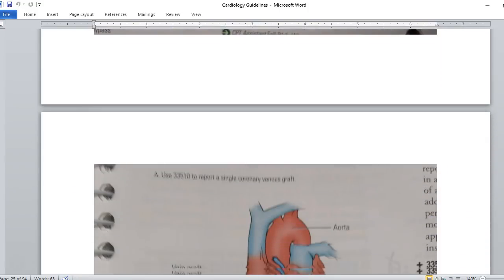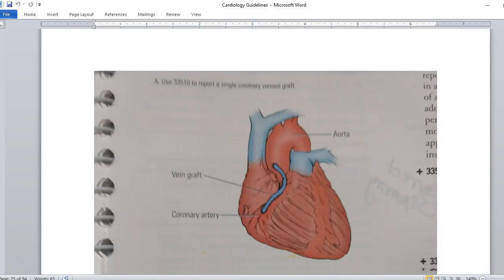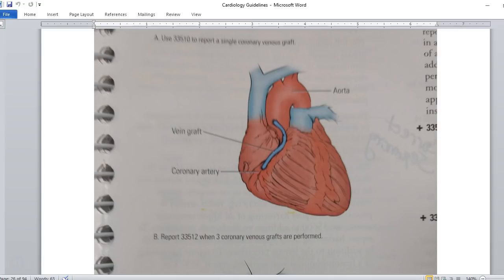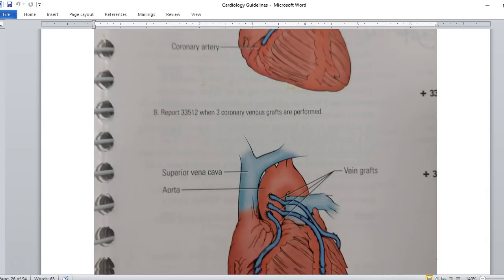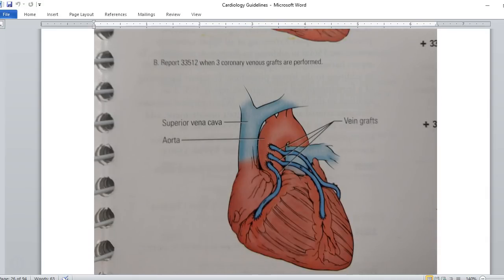Again, those are vein only. As soon as you start talking about arteries, those are not these codes. So again, this is one venous graft, so this would be code 33510. Right here, because there are 3 grafts and they're all venous, 33512. So again, you can see it's feeding from where the coronary artery receives its blood up to the aorta, because the coronary artery that's here is blocked for some reason.